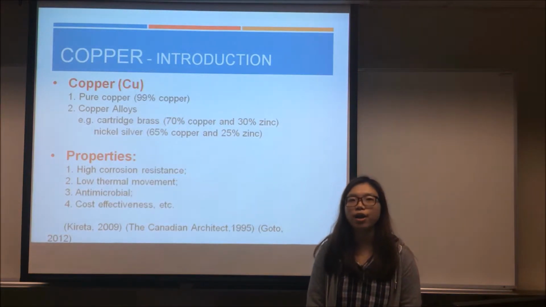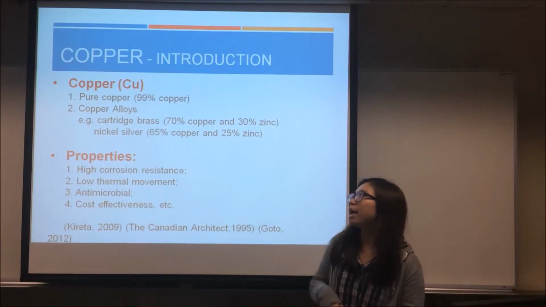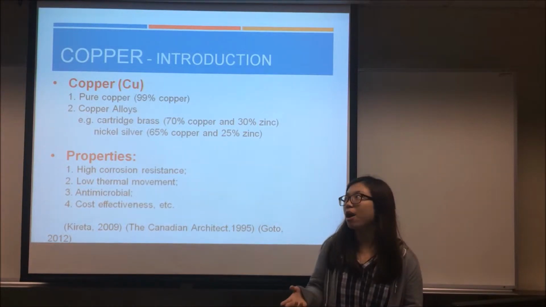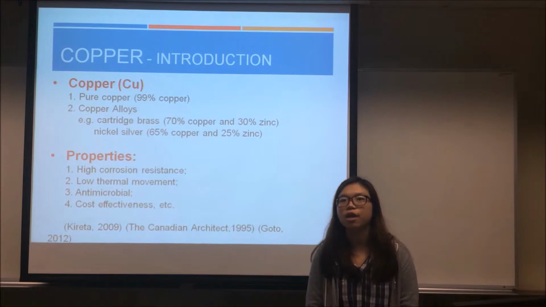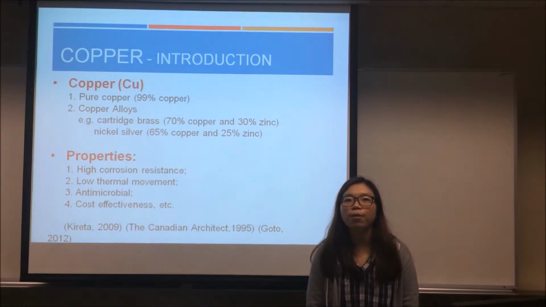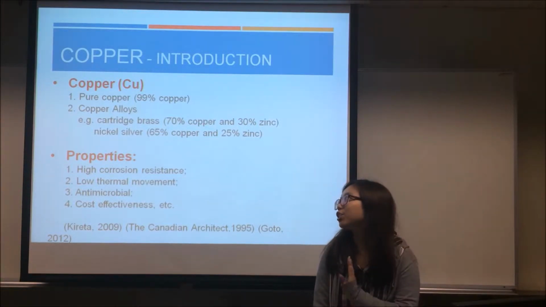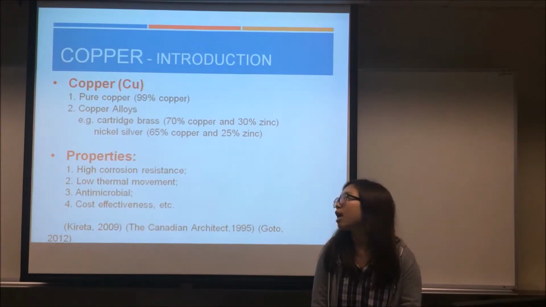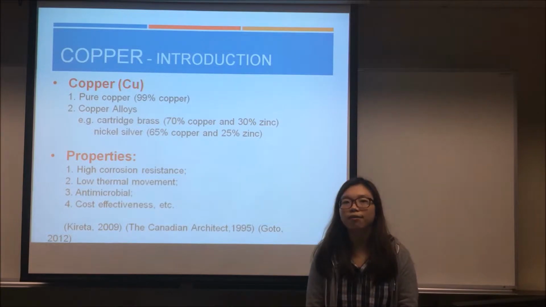First, I will talk about the application of copper in construction. Copper can be simply divided into pure copper and copper alloy, in which copper alloys include brass and bronze. The wide use of copper in the construction industry is mainly due to its properties like high corrosion resistance, low thermal movement, antibacterial properties, and also cost effectiveness.